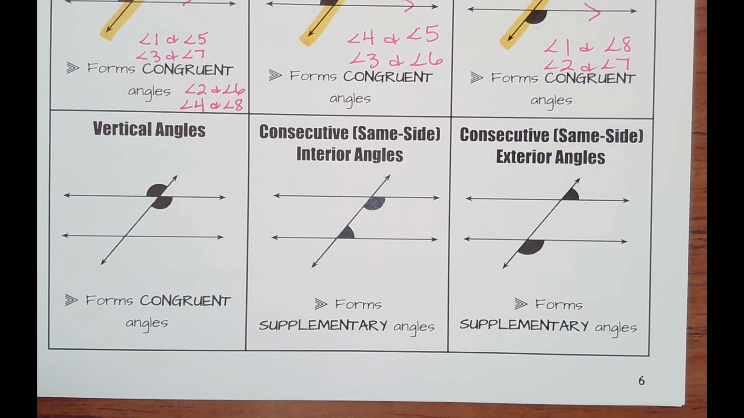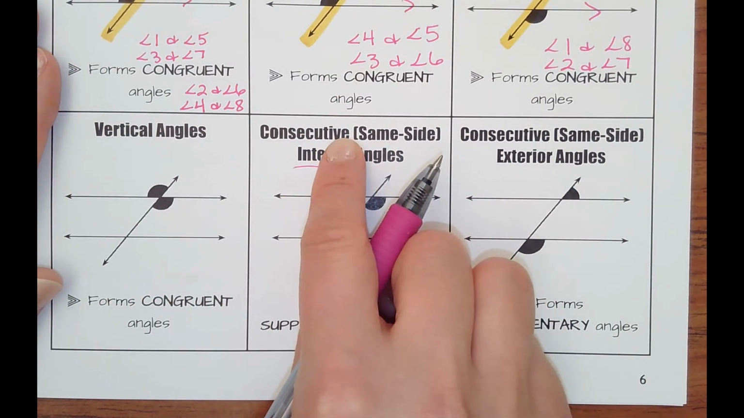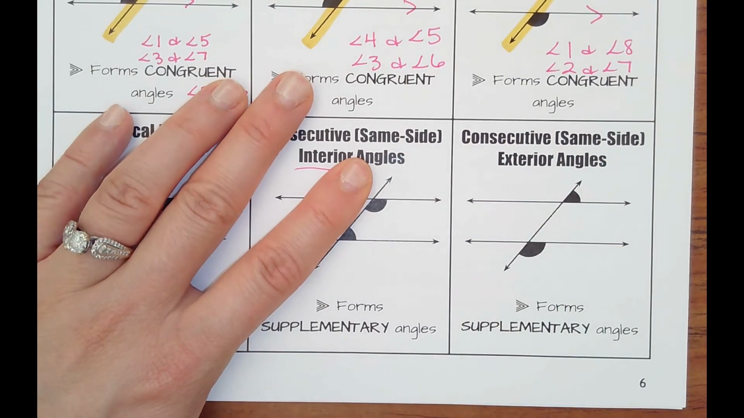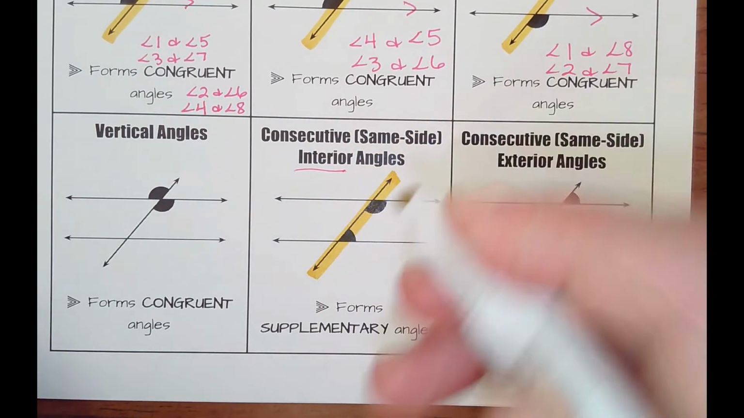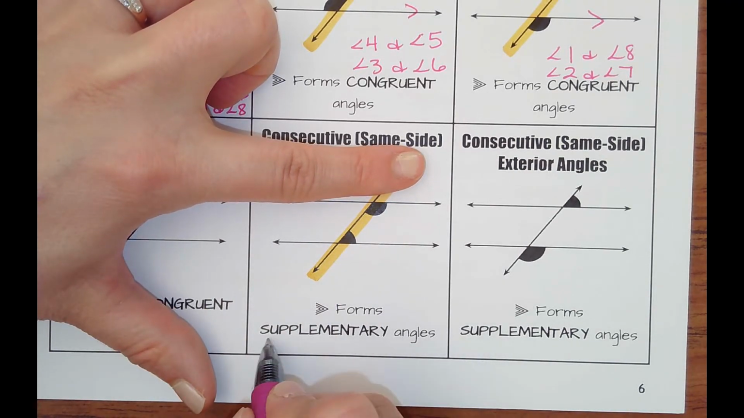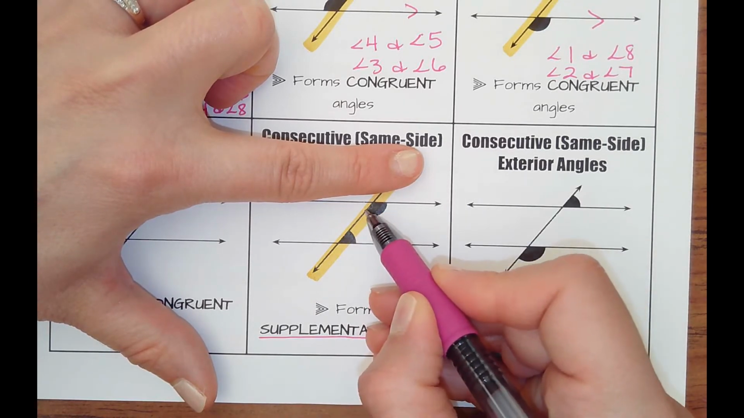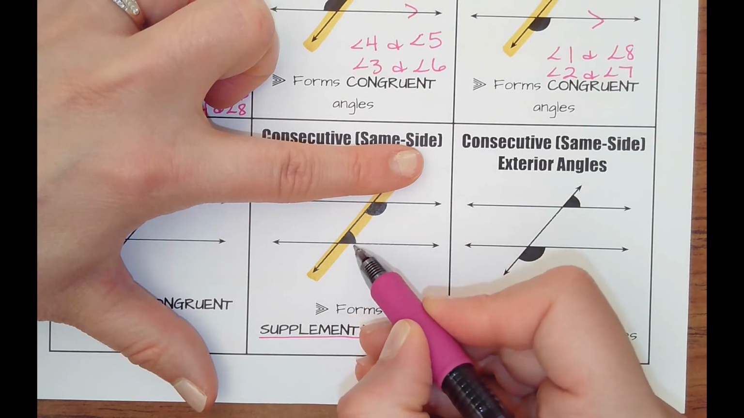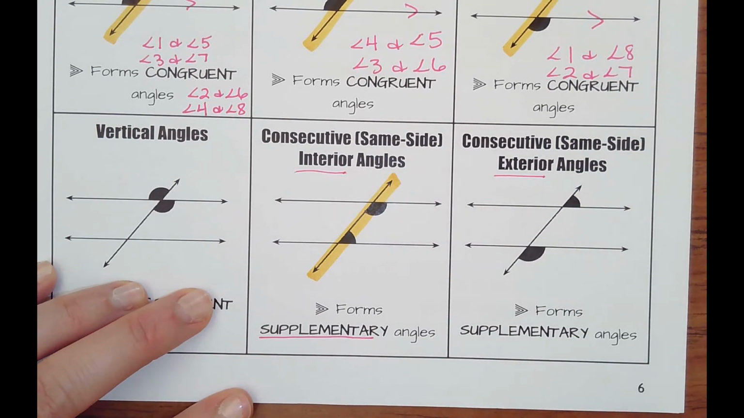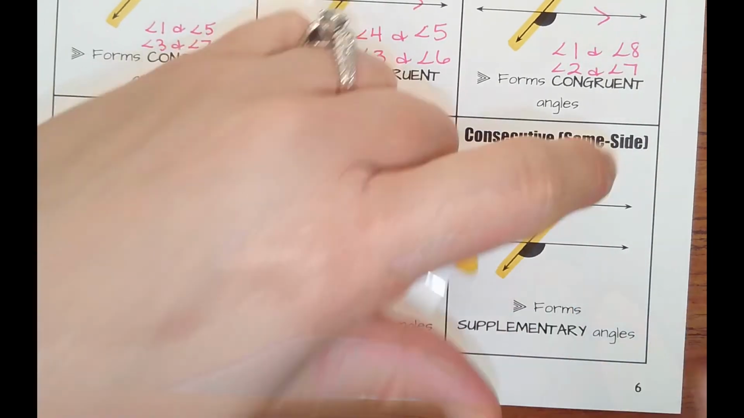Consecutive interior angles. Consecutive means on the same side. So sometimes they'll call them same side, sometimes they'll call them consecutive angles. Same side interior. They're going to be on the same side of the transversal and then inside the parallel lines. They make supplementary angles. They're going to make 180 degrees, and obviously you can tell these angle measures are not the same. This looks like a big obtuse angle, and this is an acute angle. They're not equal. And then we've got consecutive or same side exterior angles. See how they're on the same side of the transversal, but they're outside the parallel lines.